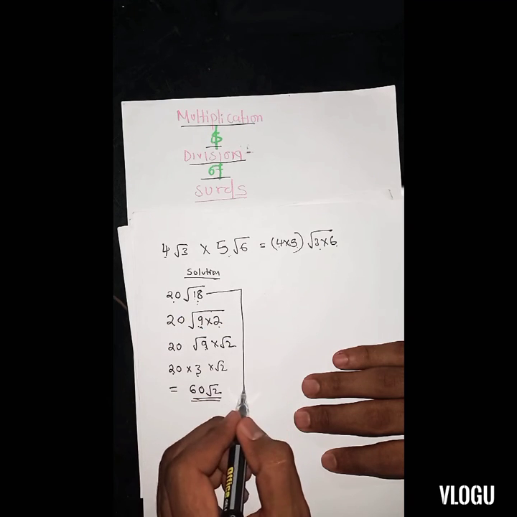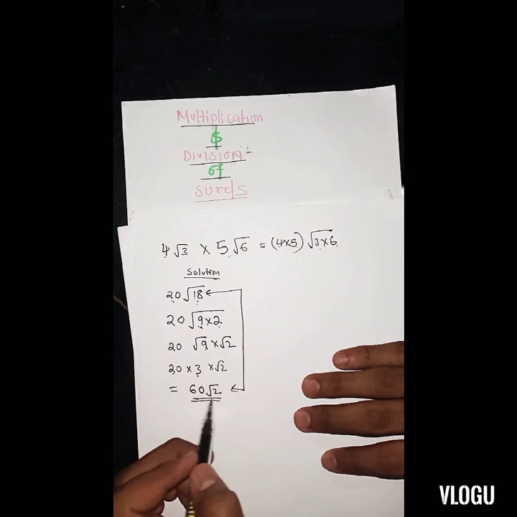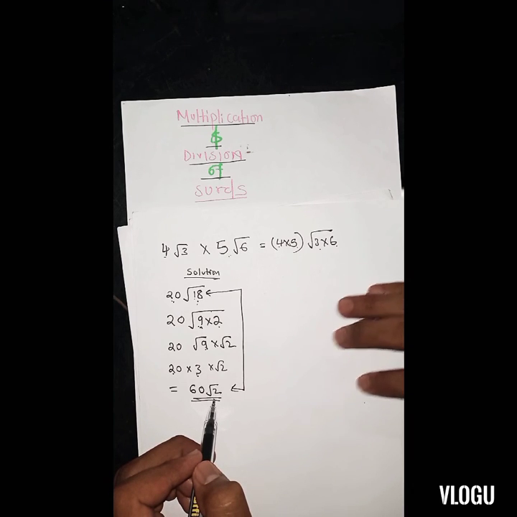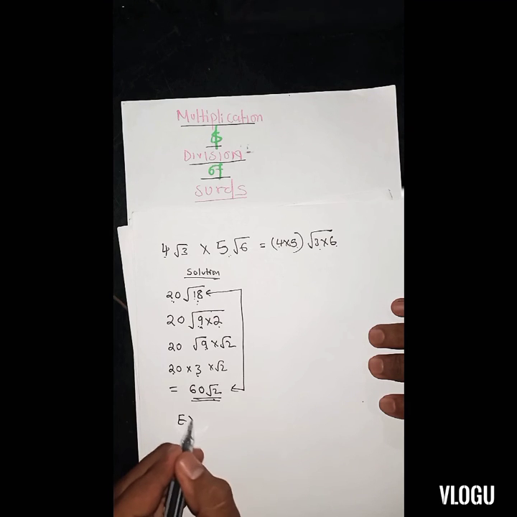All the way from 20 root 18 to 60 root 2. I hope that is clear. Now let's go to the next example.